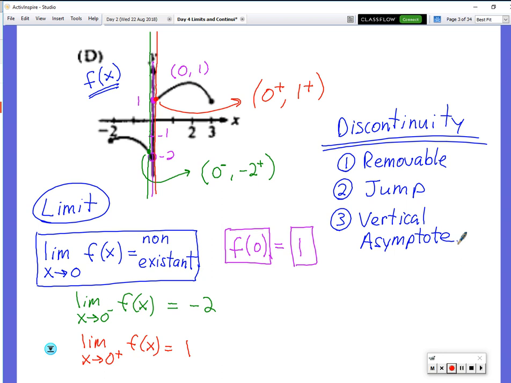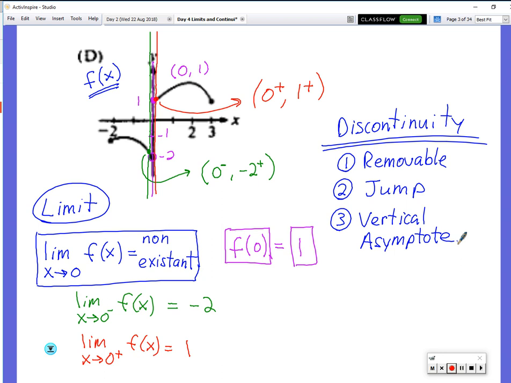So get those memorized. You may have heard another teacher refer to this as a hole. That's what I used to call it as well, but the AP test stopped using that language, so I'm going to go with this to get you better prepared for the AP test. So, removable discontinuities. Questions? Awesome.